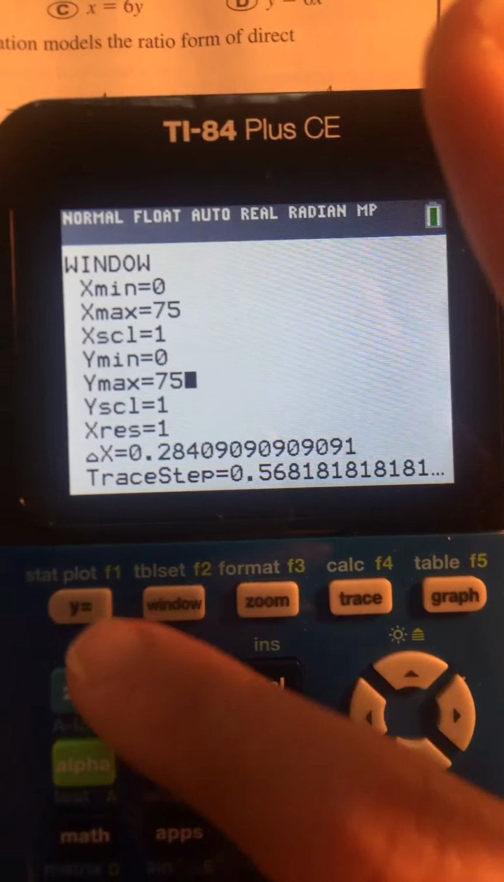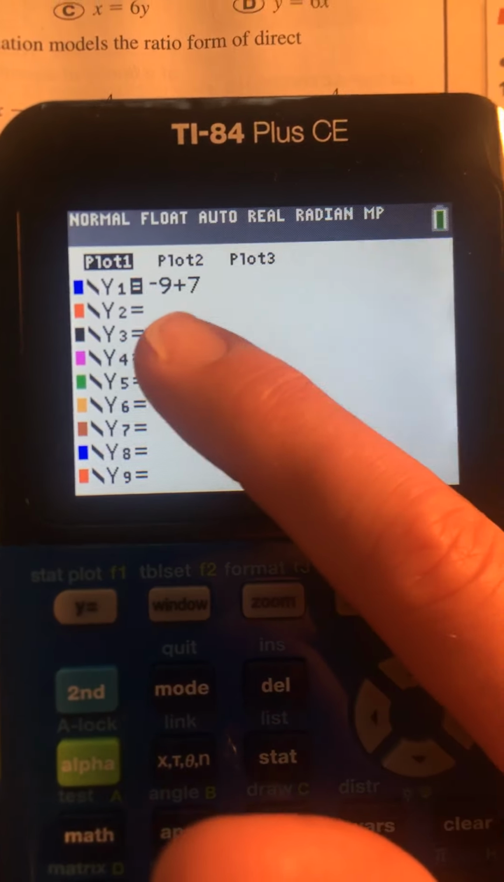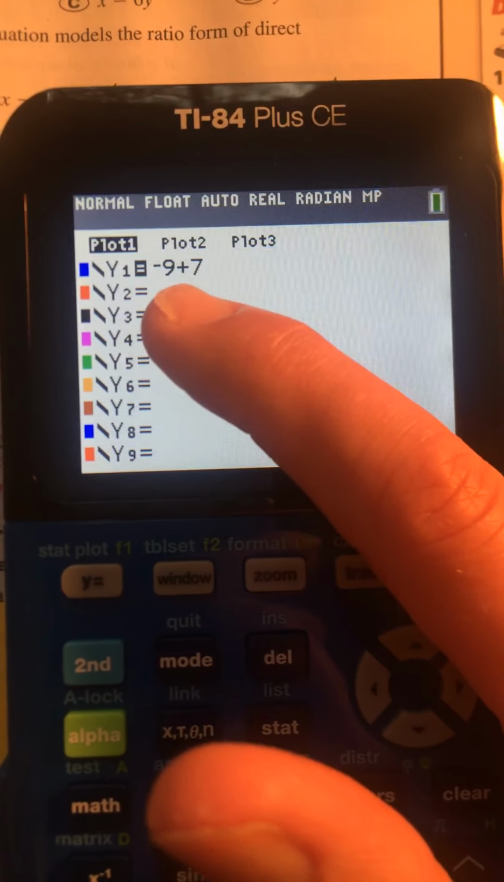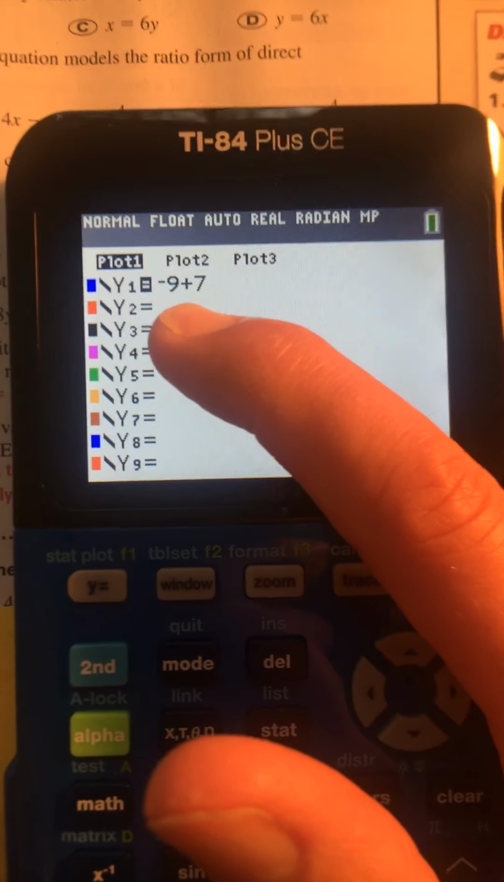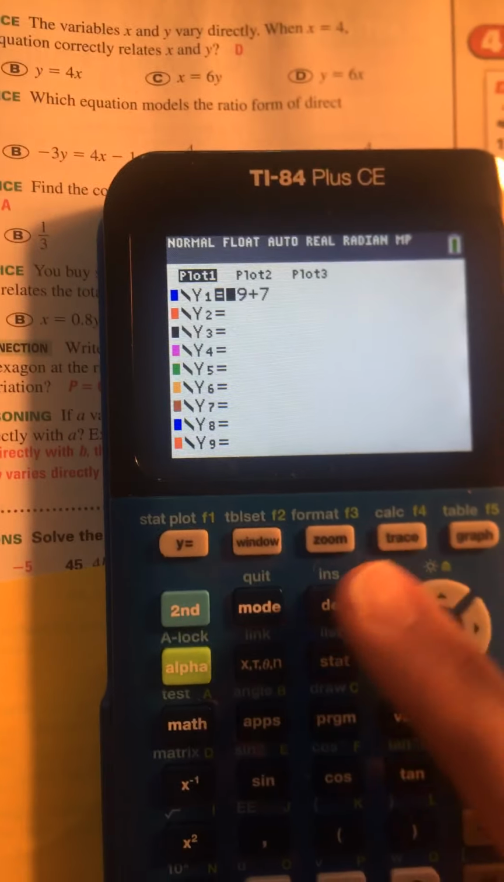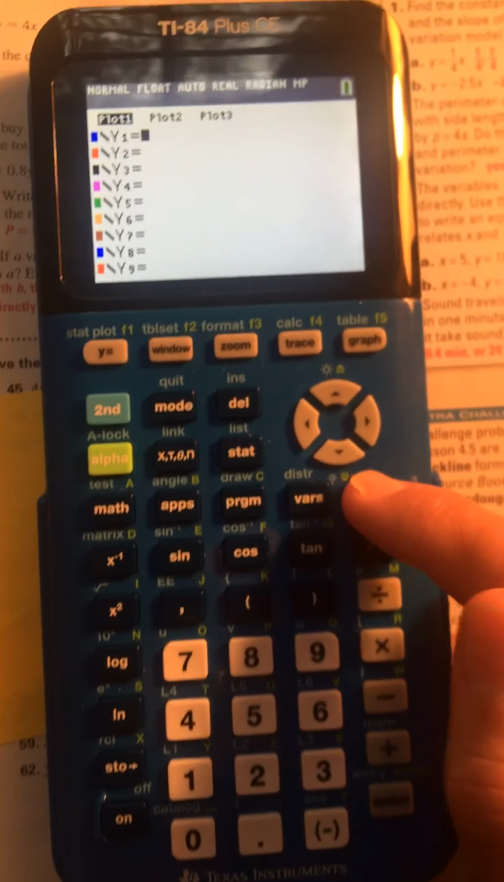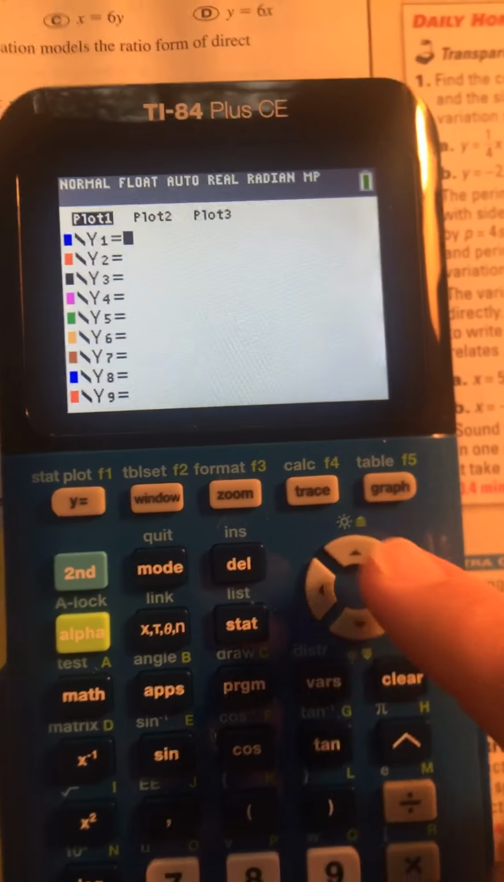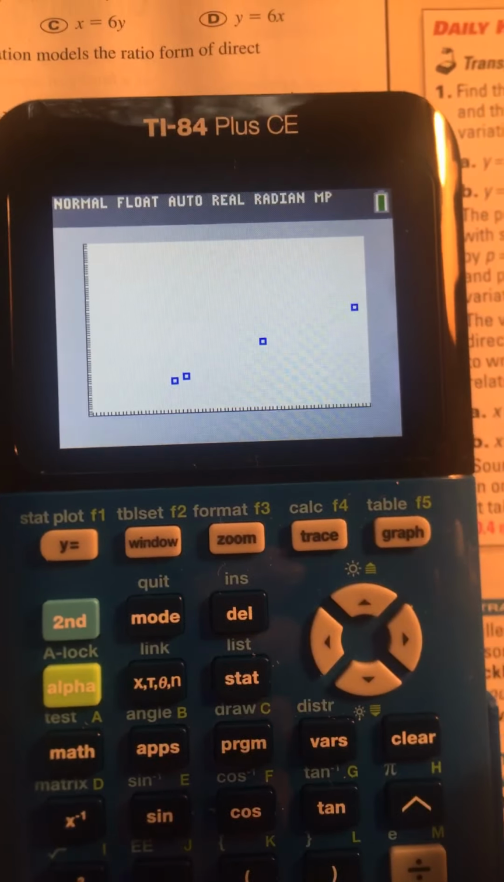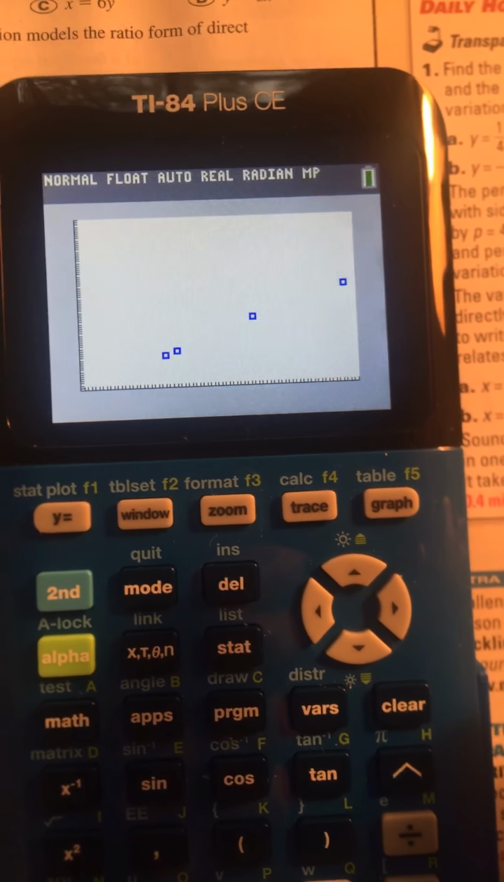Now, the last thing I need to check is I need to go look at this y equals button and see if I have an equation here. Because if I do, it's going to graph it also, and I don't want to graph it. So I'm going to delete that out, or I can hit Clear. I'm going to hit Clear, and it went away. So now I'm ready to graph it. There it is. There's my graph. Yay.